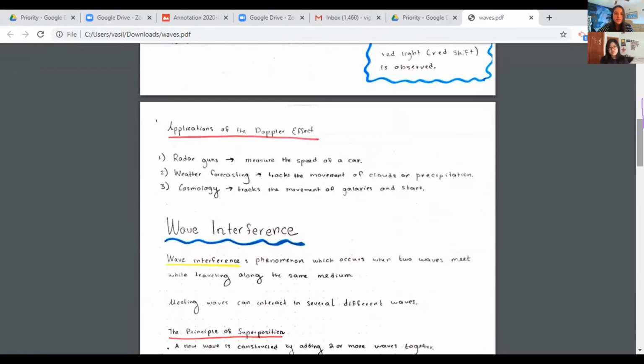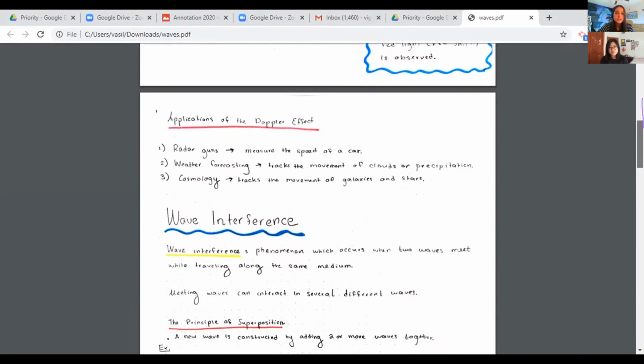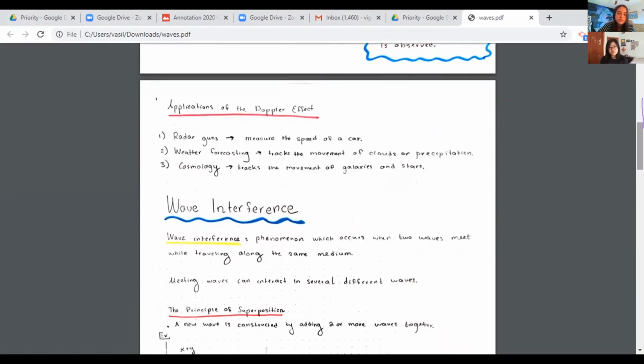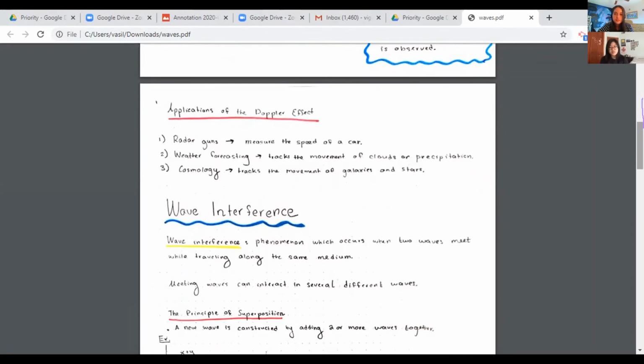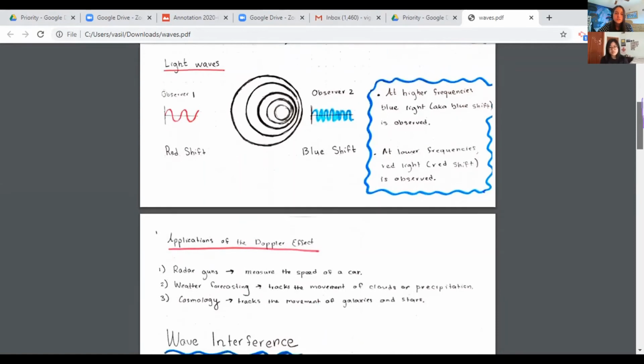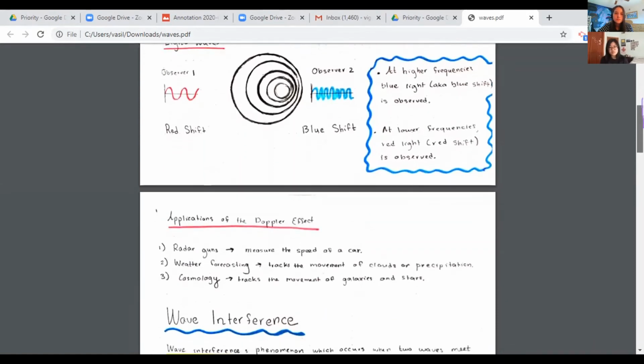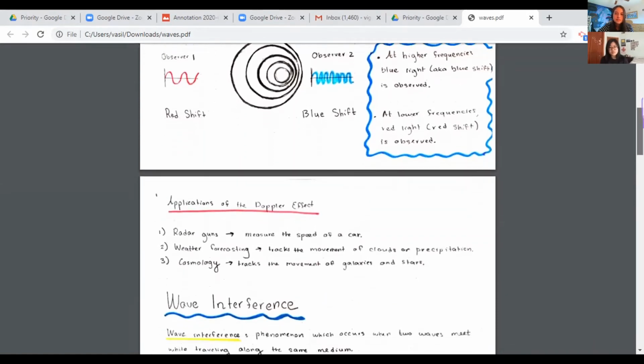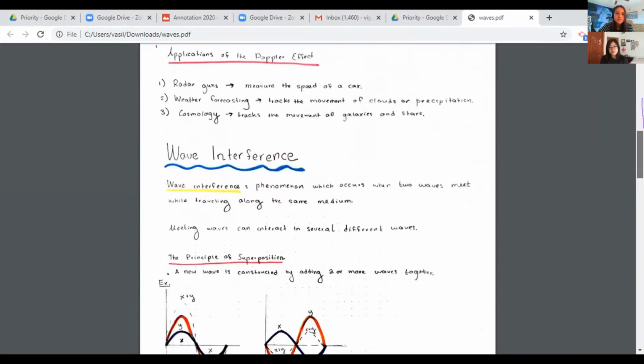The Doppler effect has several real-world applications. For example, it's used with radar guns that measure the speed of a car as it's passing by. It is also used in weather forecasting to track movements of precipitation and storms. And of course, it's used in cosmology to track movement of galaxies and stars, because galaxies that are moving away from us would display redshift, while galaxies that are moving towards us will display blue shift.